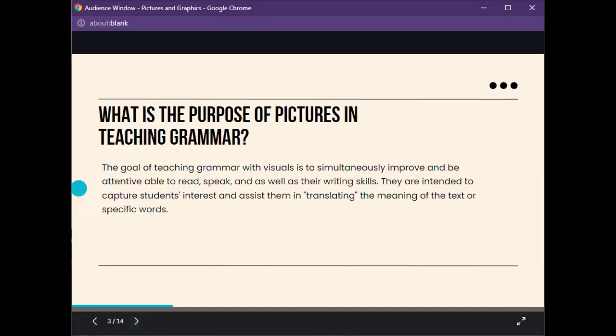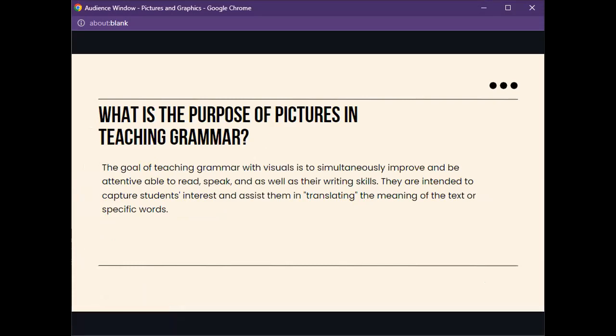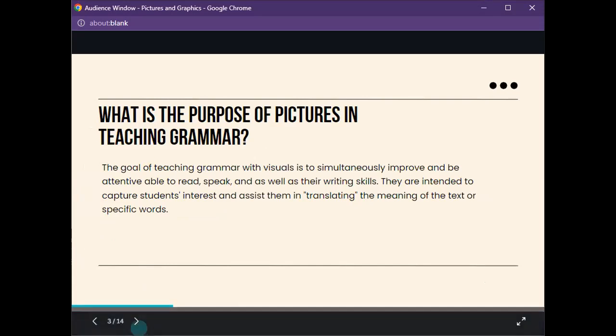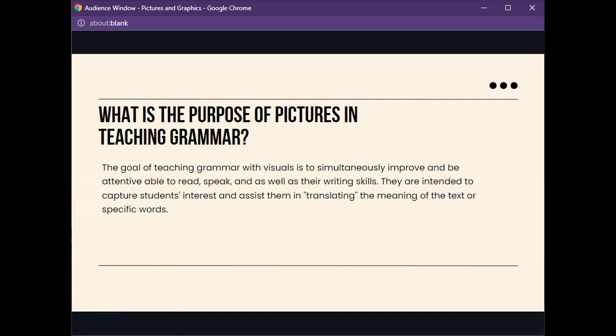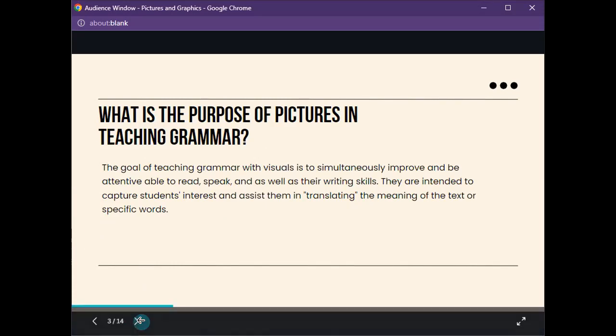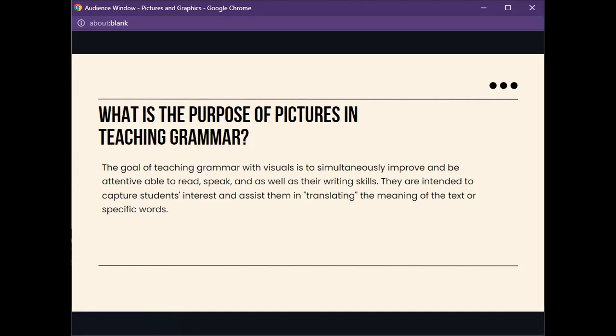Next, so what is the purpose of pictures in teaching grammar? The goal of teaching grammar with visuals is to simultaneously improve students' attentiveness and their ability to read, speak, as well as their writing skills. They are intended to capture students' interest and assess them in translating the meaning of the text or specific words.